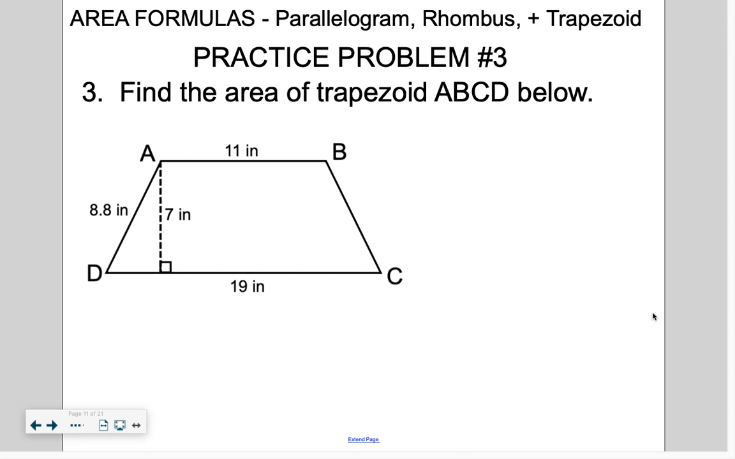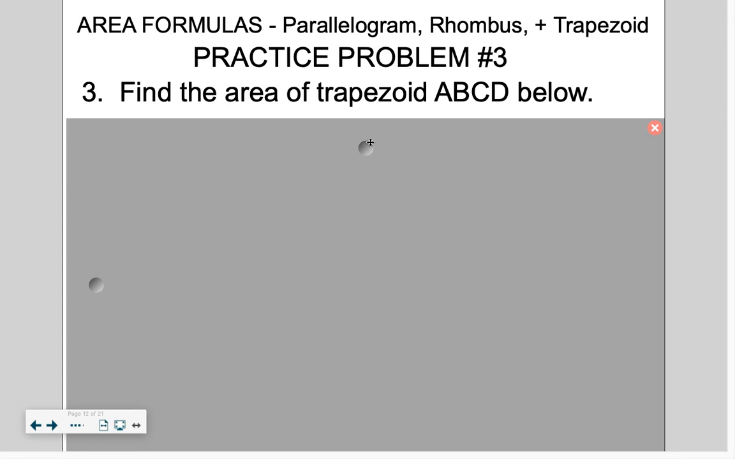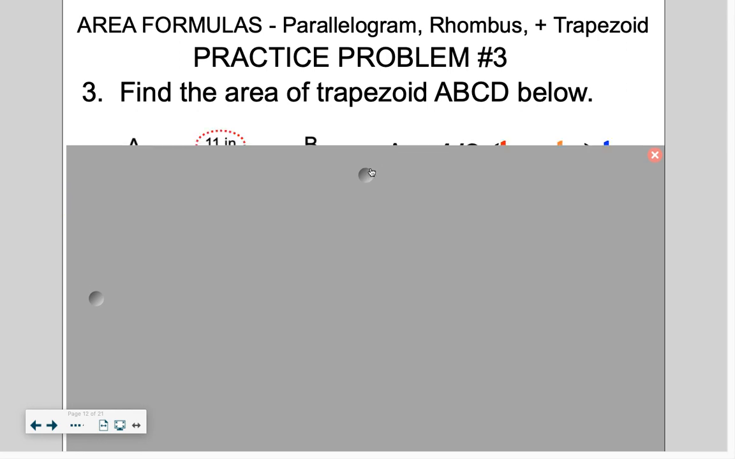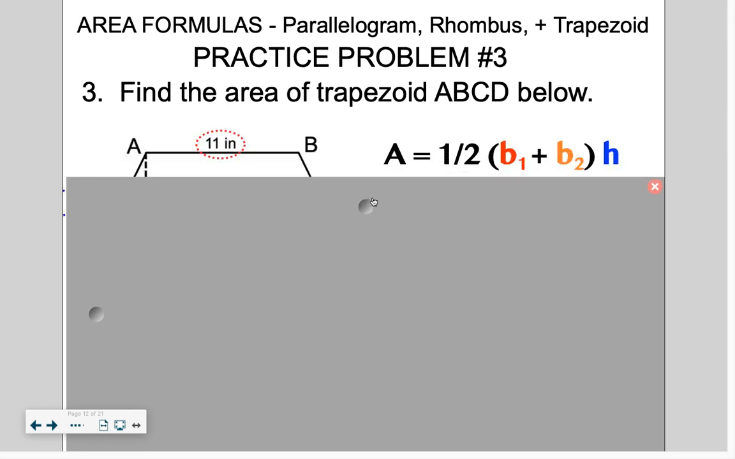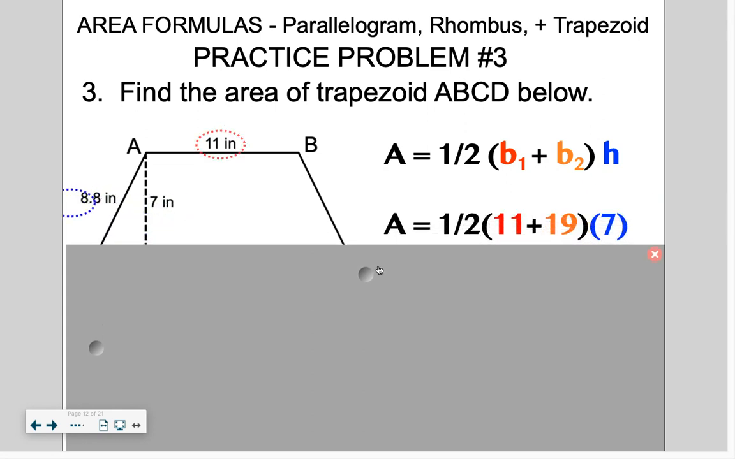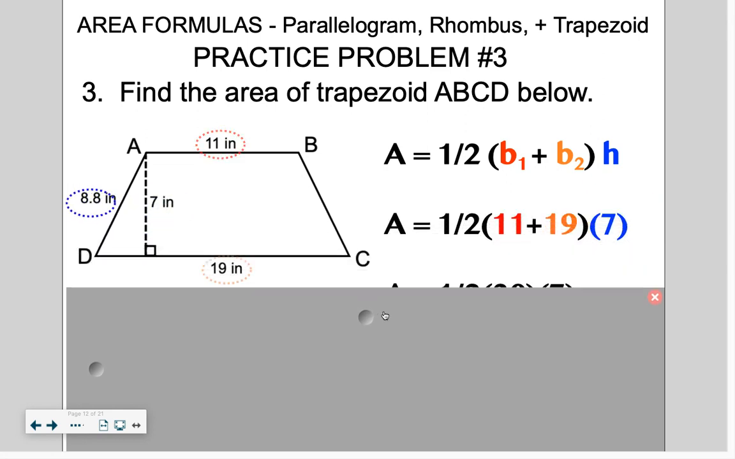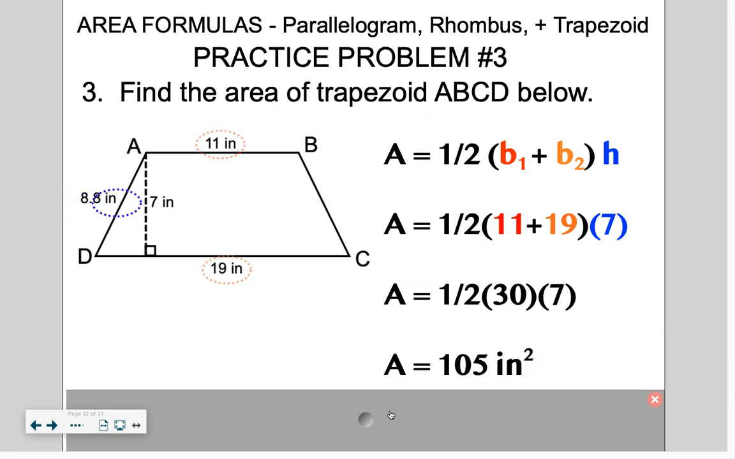Third problem, we're being asked to find the area of trapezoid ABCD that you see below there. All right, so we've got to get the right formula out. So go ahead and do that, and then in turn, put in your proper values and see if you can calculate it. All right, let's see what you got. So there's the formula. Plugging in the values and working it out.